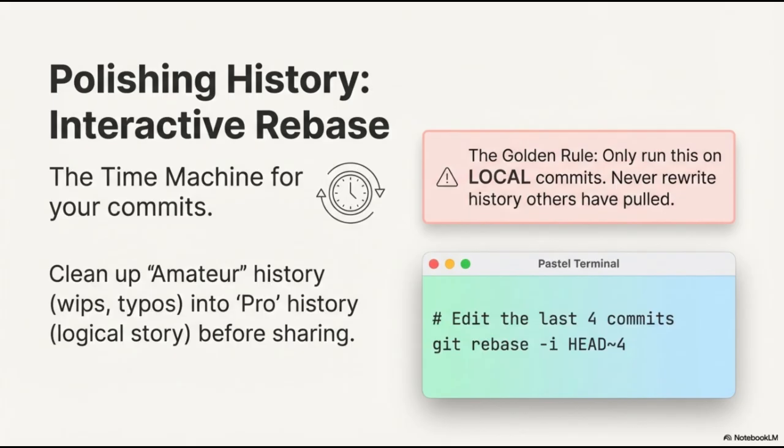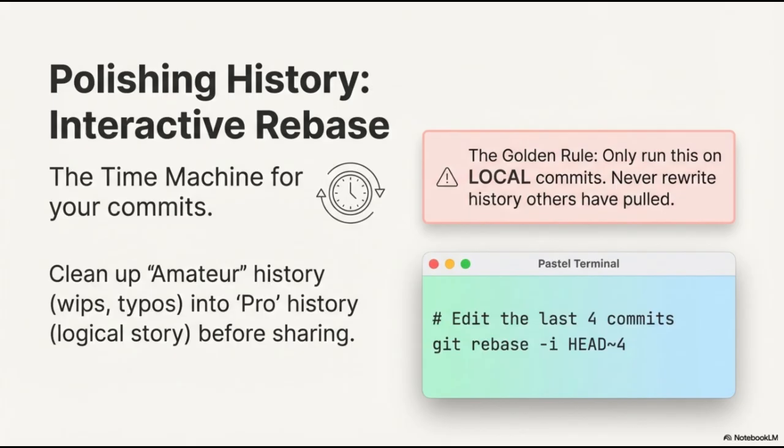During active development, it is common to create an amateur history, filled with work-in-progress snapshots and small typo fixes. Interactive rebase allows you to clean these up into a pro history, a clear, logical narrative, before sharing your code with the team. There is, however, one critical golden rule to follow. Only run this command on local commits. You must never rewrite history that others have already pulled, as this will disrupt their workflow and cause synchronization issues.